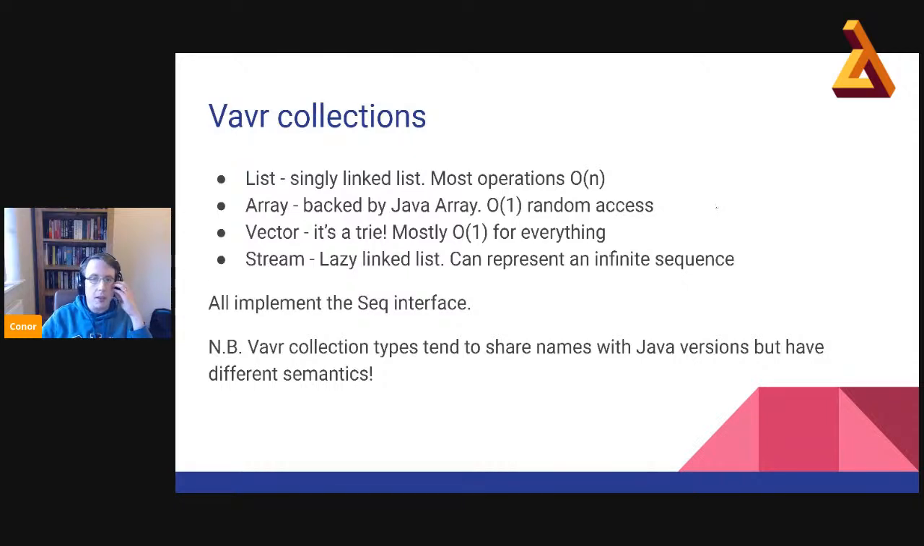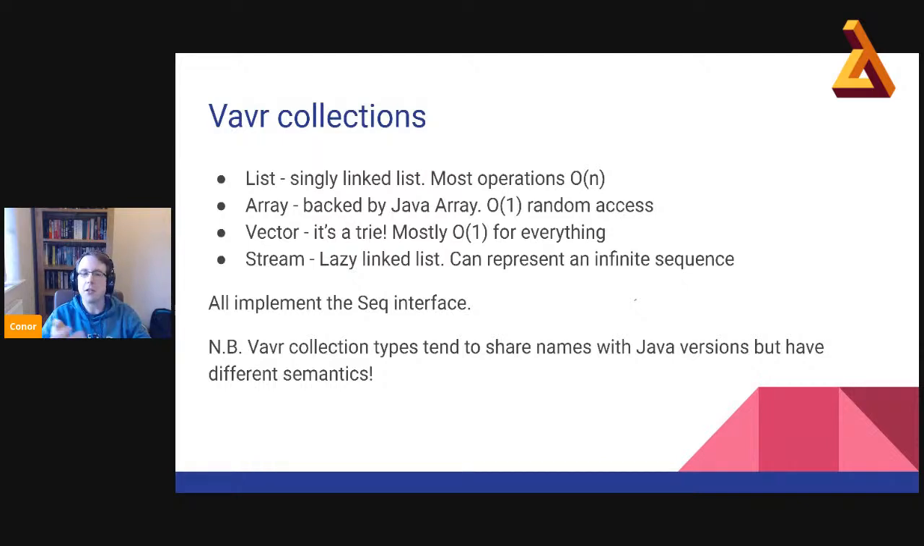That's good. Vector is a kind of good all-rounder, and it's backed by a trie, or maybe it's tree. I'm not entirely sure how to pronounce it, but it's rare you see one of these out in the wild, so that's quite nice. As long as the hash of your values in the vector are well distributed, then you can get mostly constant time performance for pretty much anything you do, getting the head or tail or random access or appending things. So that's quite good. And the stream, obviously named like the Java stream, but different. It's more like a lazy linked list. So you can have an infinite sequence of values.